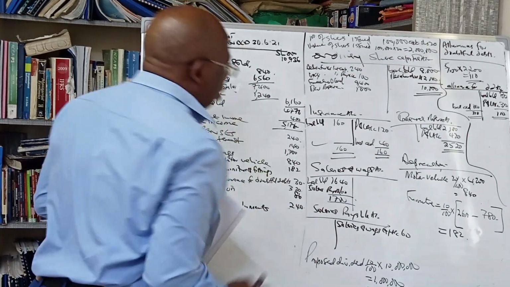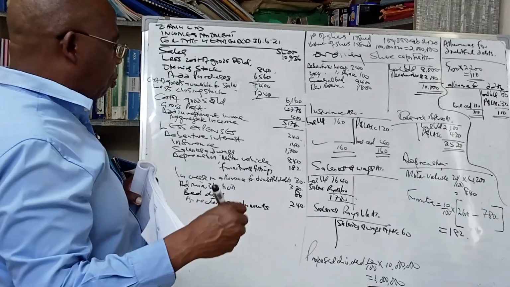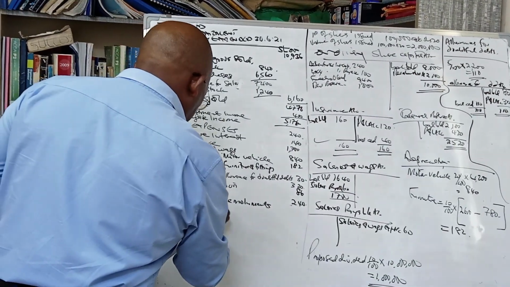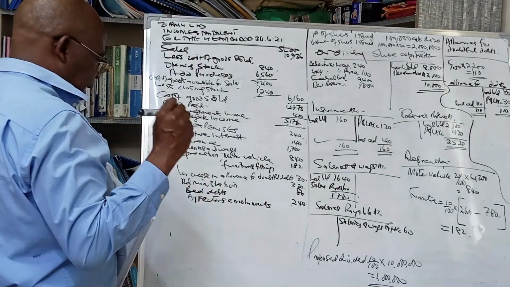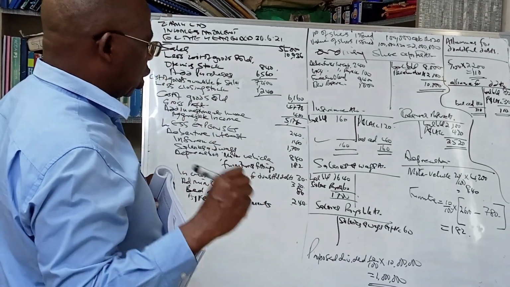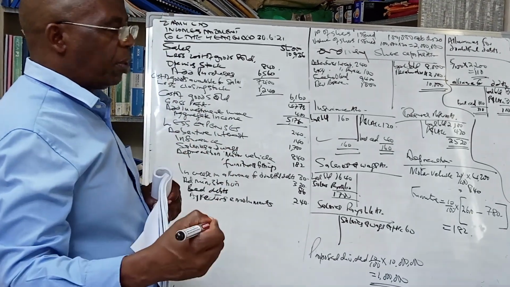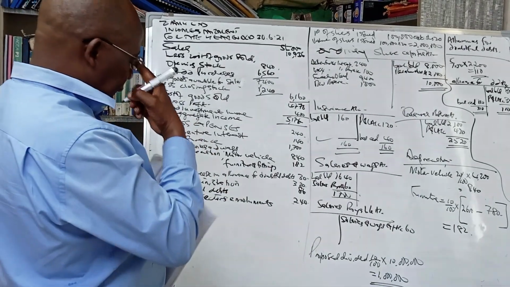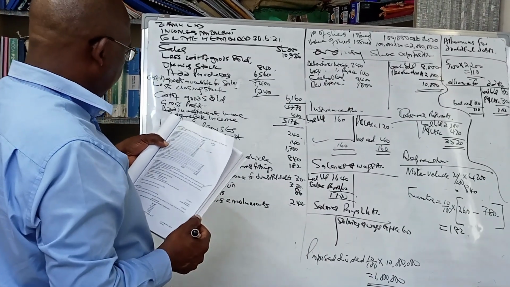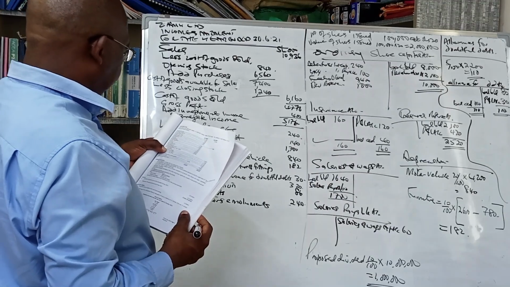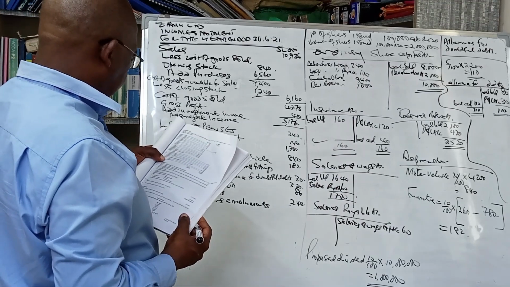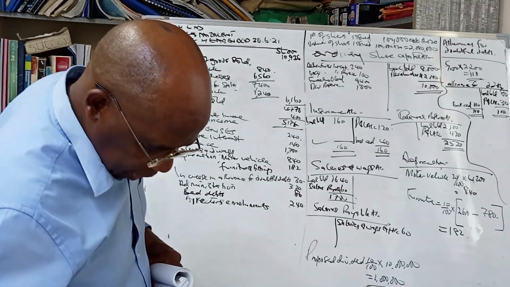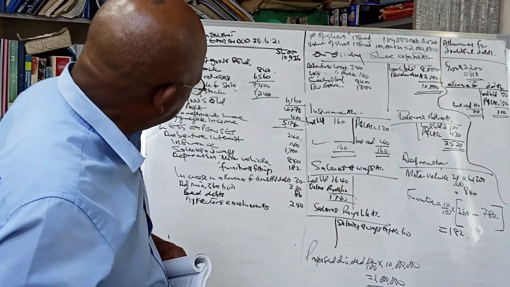Remember, unlike partners and the owner of a sole proprietorship, whose payments are treated as drawings, the directors' emoluments in a company are treated as expenses. I don't see any other expense, so we now add them up.